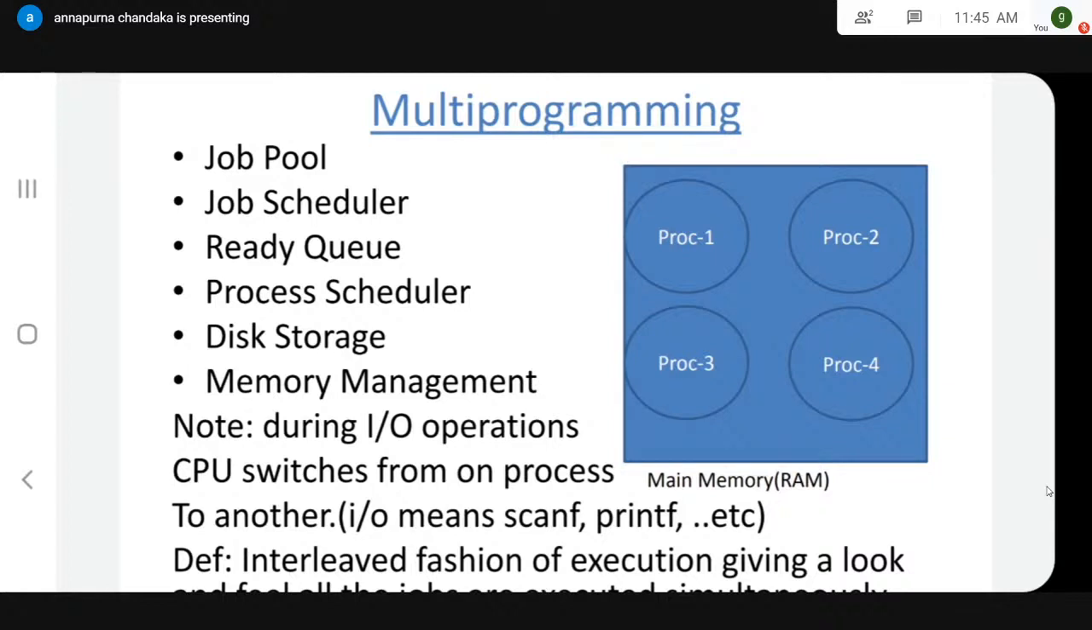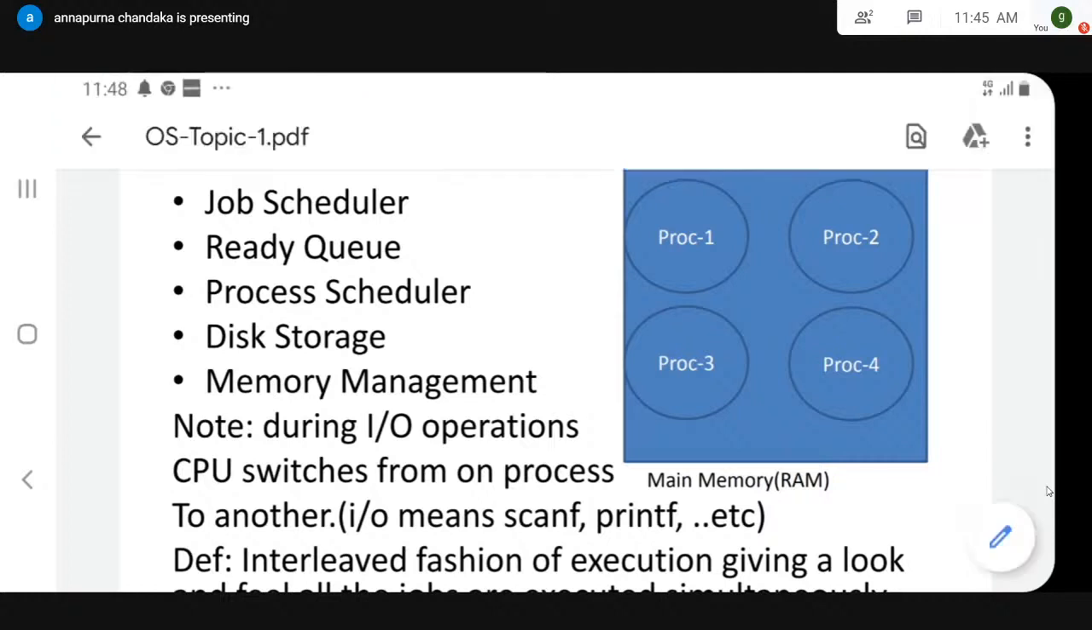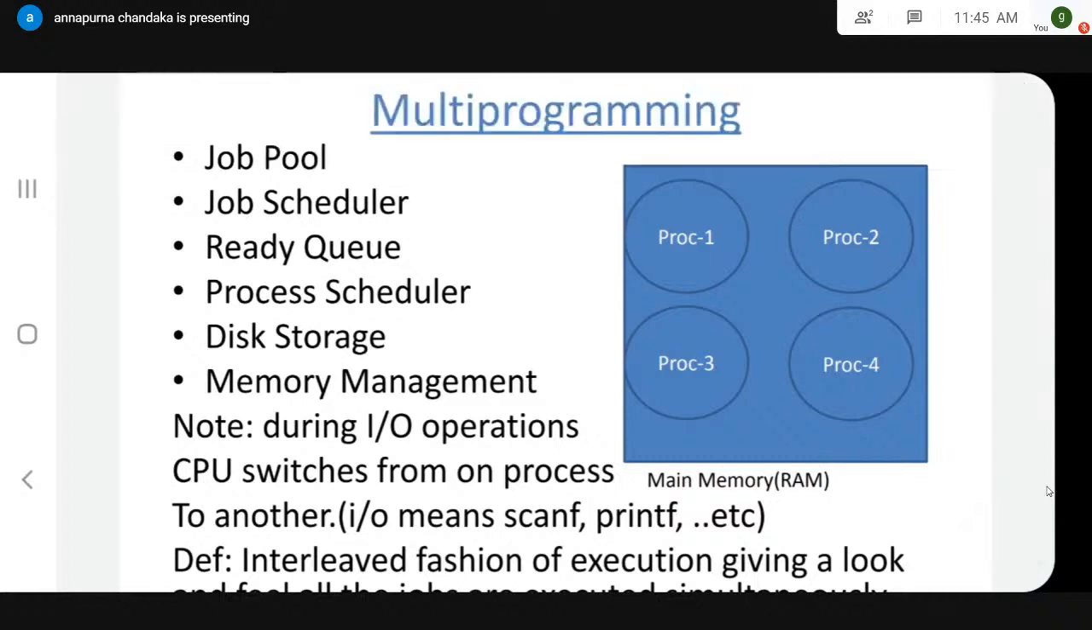So CPU is a collection of three components: number one, arithmetic logic unit; number two, control unit; number three, memory unit. Memory unit is nothing but a collection of registers. The control unit is responsible for microprogram address sequencing. And the arithmetic logic unit is responsible for performing arithmetic and logical operations.